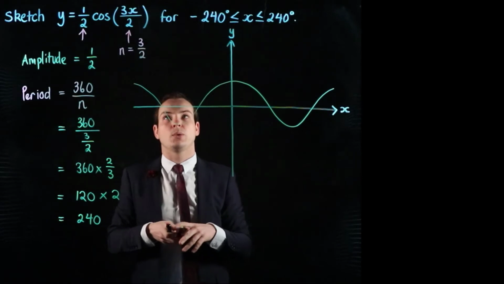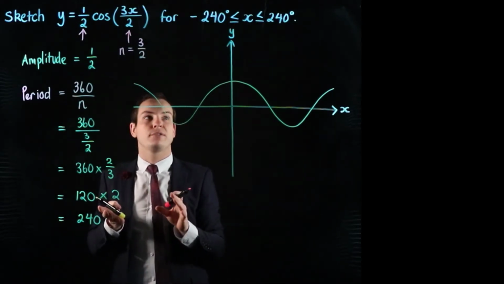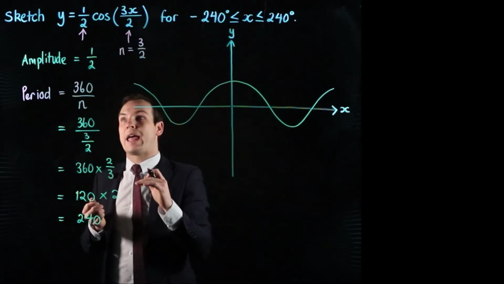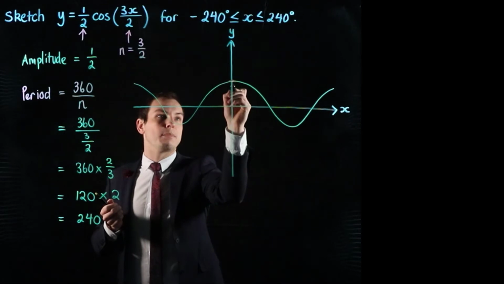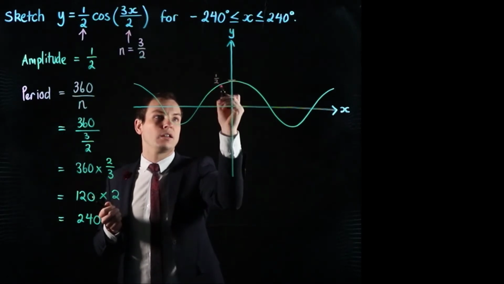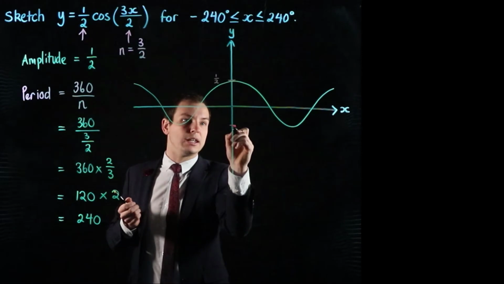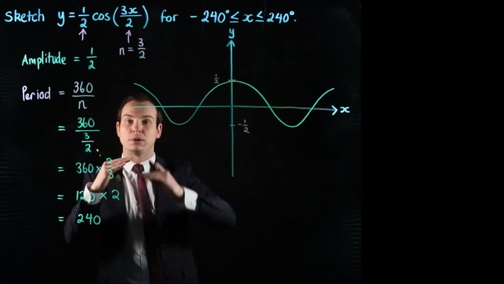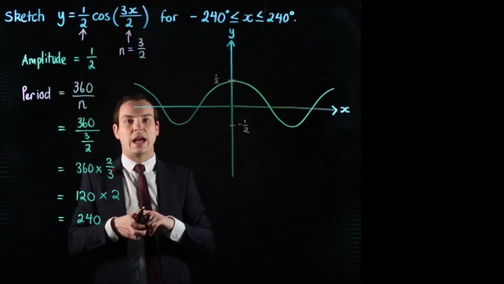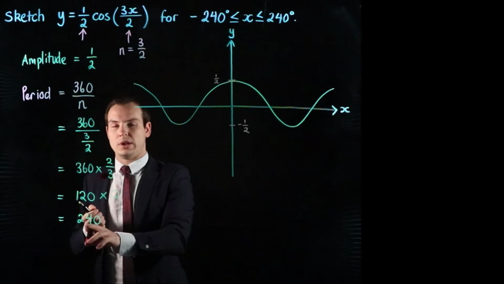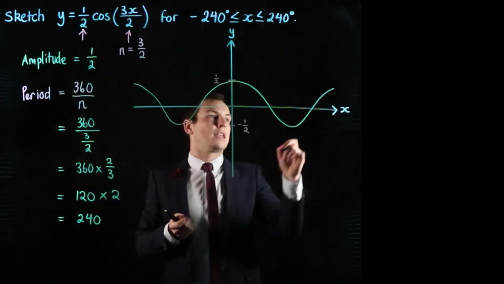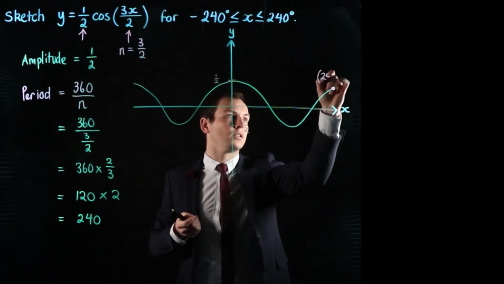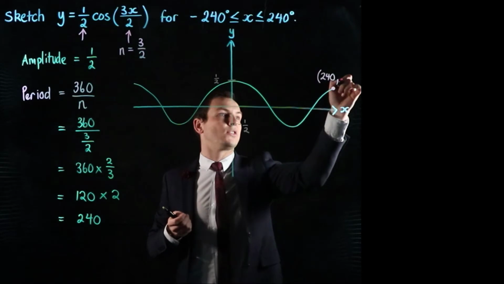And now what we want to do is start putting on the key features of this graph. So we'll start with a scale for the y-axis, because that is related to our amplitude. So we know that it's going to reach a maximum of 1/2 here, and the minimums are going to be negative 1/2 as their y value. So that's how far above and below the middle that the function gets to. And we knew that it took 240 degrees to do one cycle. So that means that over here, our endpoint's going to be at 240, and the y value there is positive 1/2.